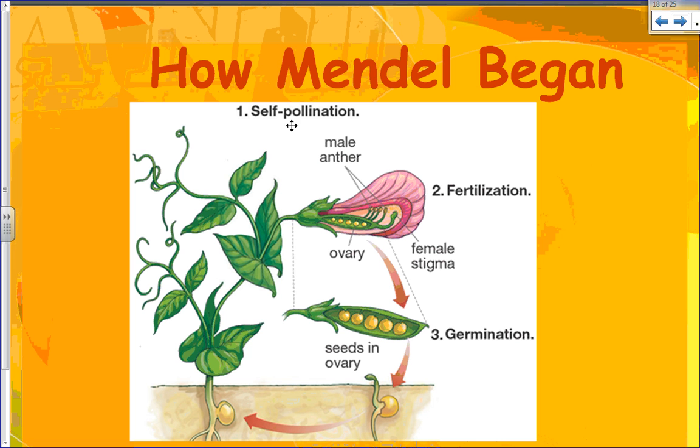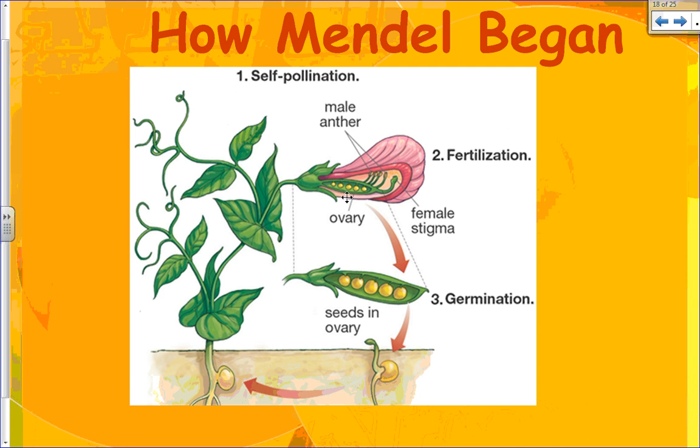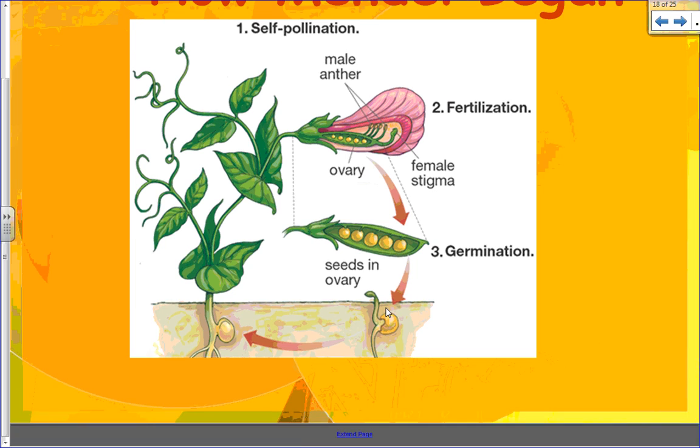So here's how Mendel began. He took a self-pollinating pea plant. He allowed fertilization to happen. He allowed that flower to come to fruit, so to make seeds. And then he planted those seeds to allow germination to take place.